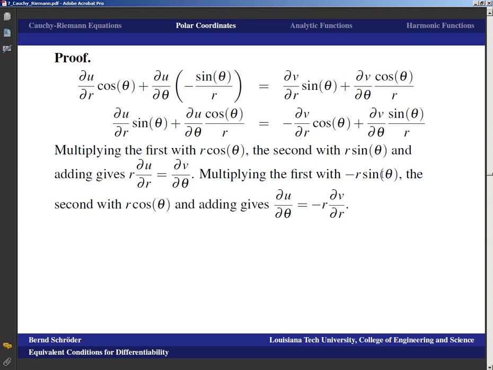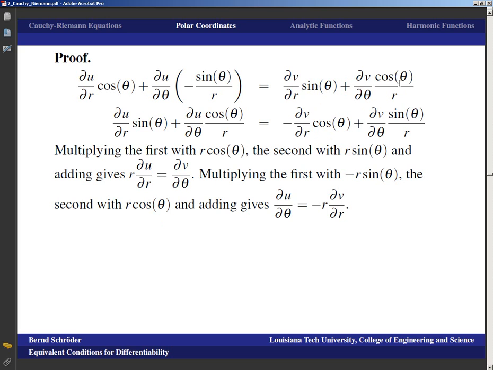Multiply the right side, the first one with negative r sine theta. That gives us negative r dv dr sine squared theta. Multiply the second one with cosine theta, gives us negative r dv dr cosine squared theta. Sine squared plus cosine squared is 1. We get negative r dv dr.